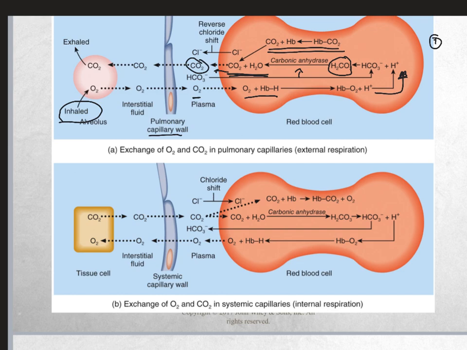One last thing to look at, I'm going to change the color to green so that we can circle this chloride shift. We have to understand that right at this point it is a reverse chloride shift, meaning that chloride is moving out of the red blood cell. And then we have to say why. Why is this occurring? Why are we shifting chloride, a negative ion, out of the cell?